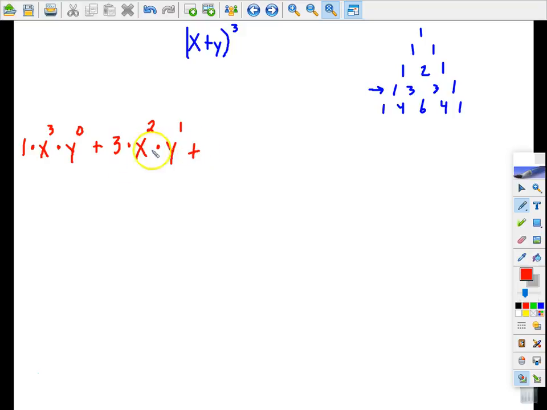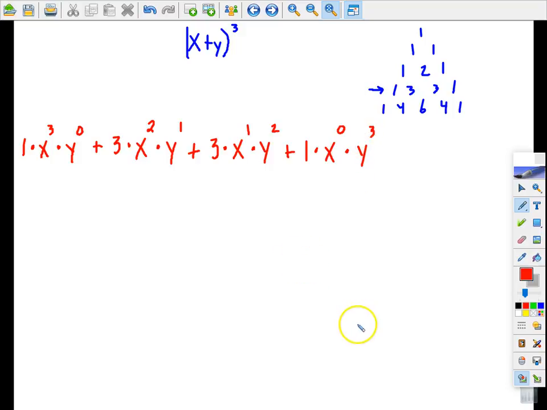Okay, and I'm going to come back and clean all this up in just a moment. Okay, next number of the triangle is also 3. The first variable counts down by 1. The second variable counts up by 1. And then finally we get our last number of the triangle, which is 1. The first variable counts all the way down to 0, and the second variable counts up to 3.